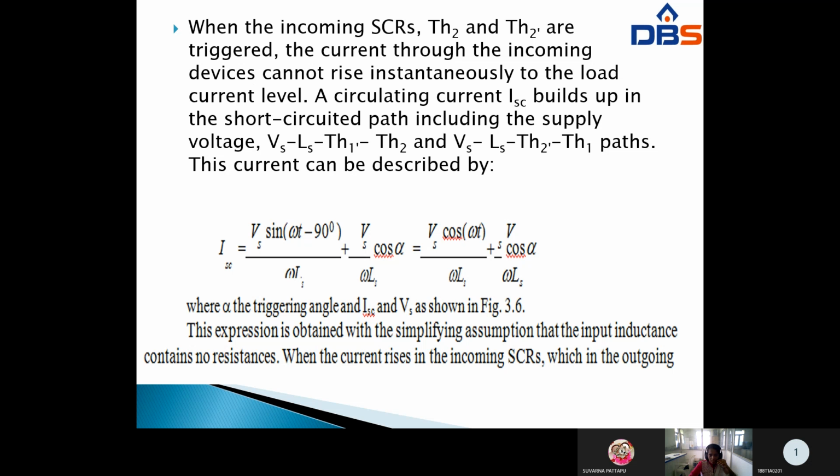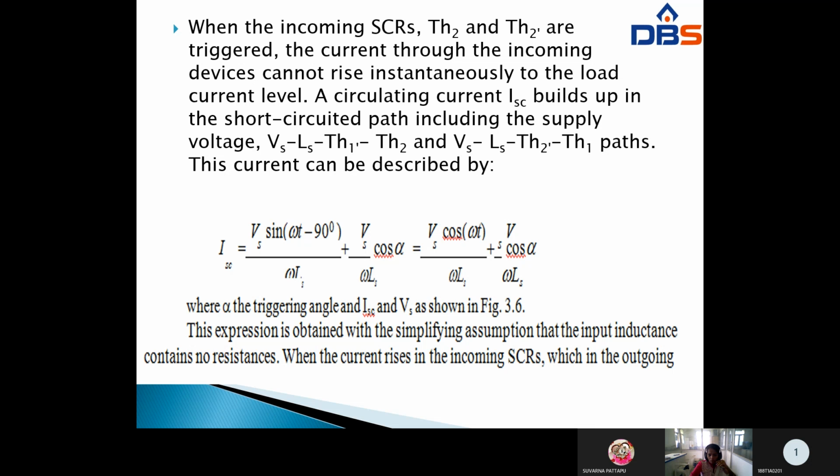So when the incoming SCRs TH2 and TH2 dash are triggered, the current through the incoming device can't rise instantly to the load current level. So a circulating current IS builds up in the short-circuited path, including the supply voltage VS, LS, and TH. So these are the current flowing paths.